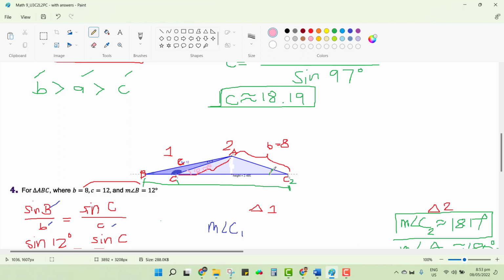Now that we know this is also 18.17, notice the relationship between these two angles. They are forming a linear pair. If you can remember linear pair from your grade 7 and grade 8, two angles forming a linear pair are supplementary, or in short, they must sum up to 180 degrees.